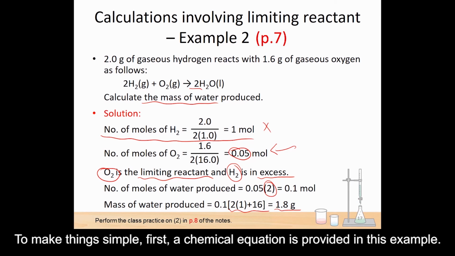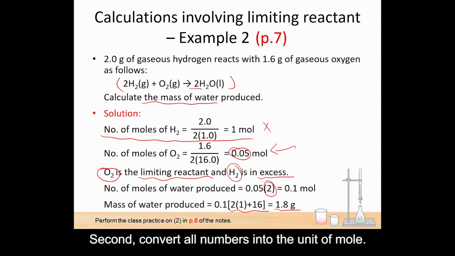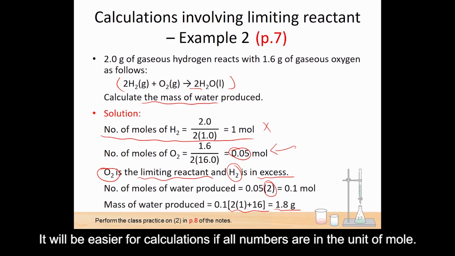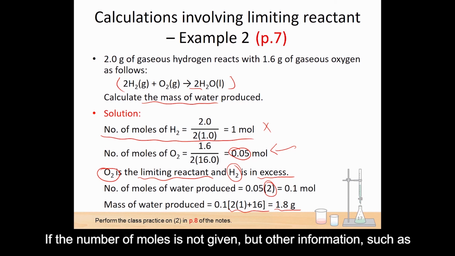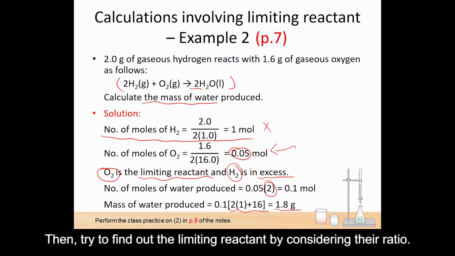To make things simple, first, a chemical equation is provided in this example. If not, you need to first write down a balanced equation for the question. Second, convert all numbers into the unit of mole. It will be easier for calculations if all numbers are in the unit of mole. If the number of moles is not given, but other information, such as mass, is given, just convert them into the number of moles. Then, try to find out the limiting reactant by considering their ratio.